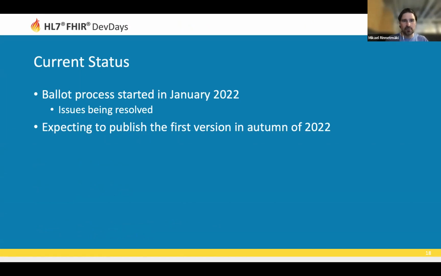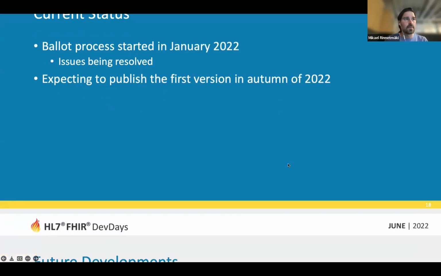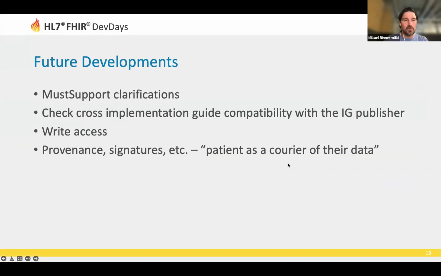So we had the ballot process started in December or January. Anyway, the first ballot round is in process, so we still have issues being resolved, and we are expecting to publish the first version of the specification in autumn this year. And some known future developments: the must support clarifications, as I mentioned. So that is a hot topic in IPA currently.